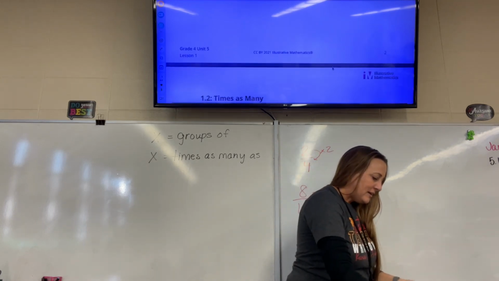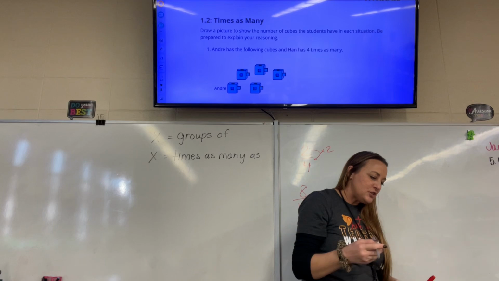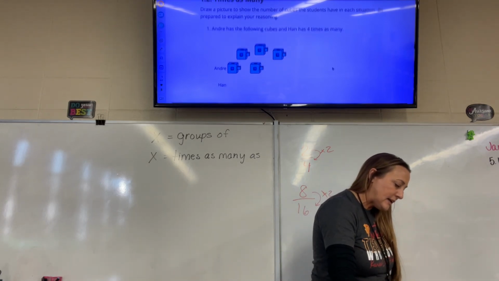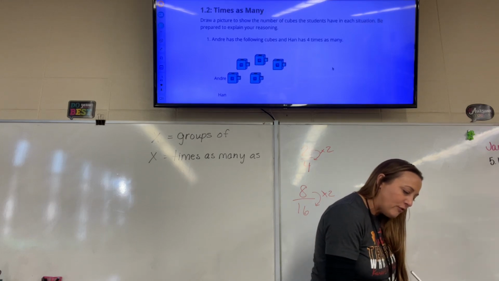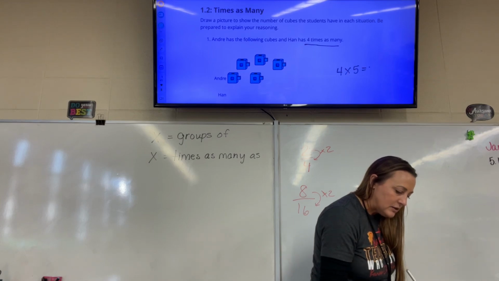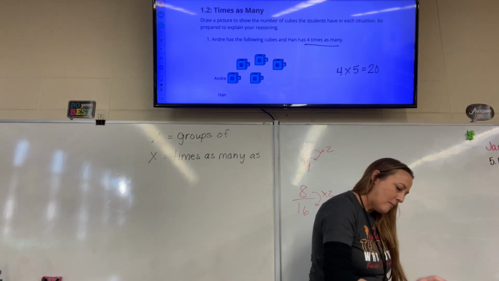Okay, next page. Times as many. Draw a picture to show the number of cubes students have in each situation. Be prepared to explain your reasoning. So Andre has 5. It says Han has 4 times as many. So 4 times as many as 5 equals 20.